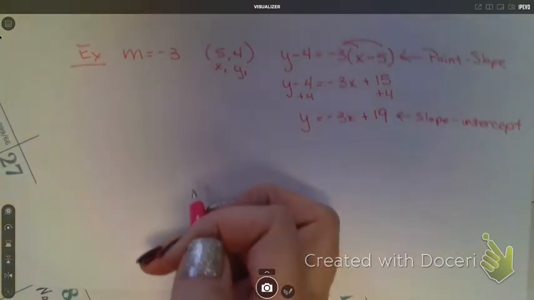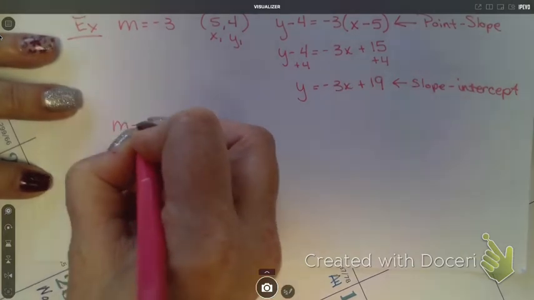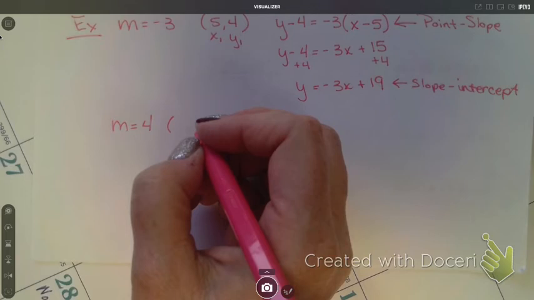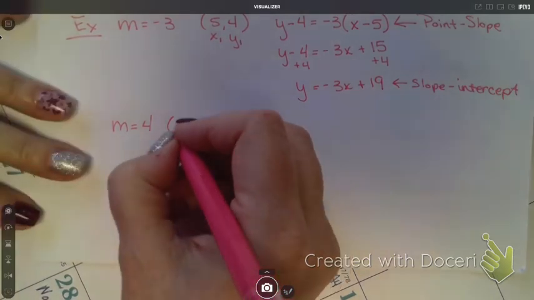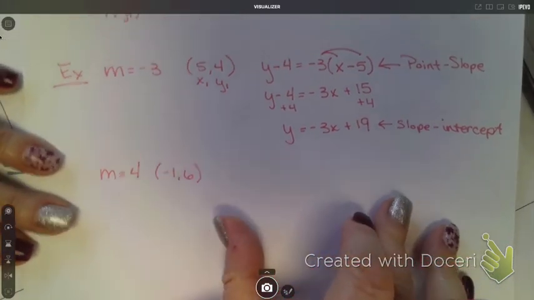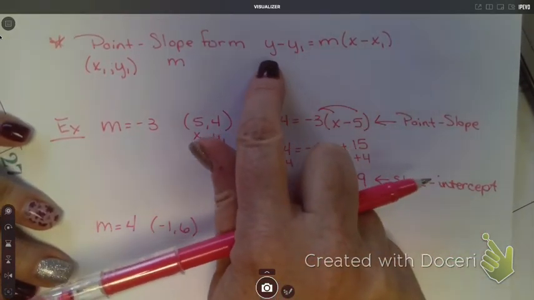The slope is 4, so m equals 4. And the point it goes through is -1, 6. So you're going to plug it in to here. See if you guys can do that.